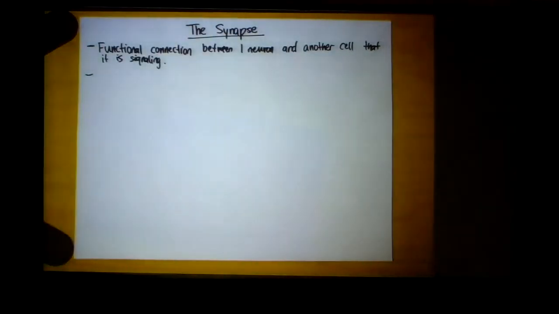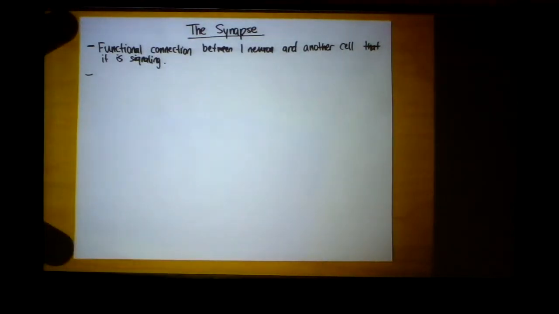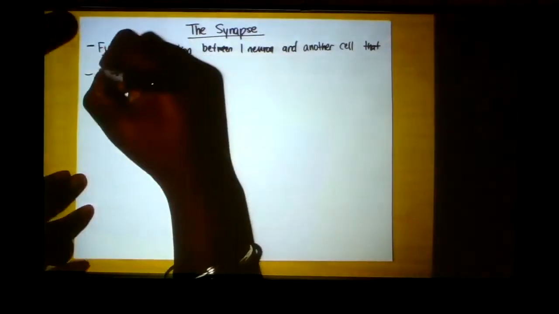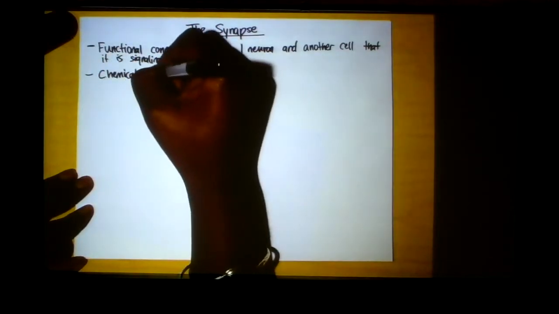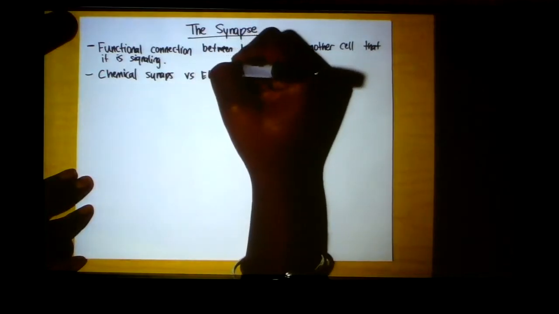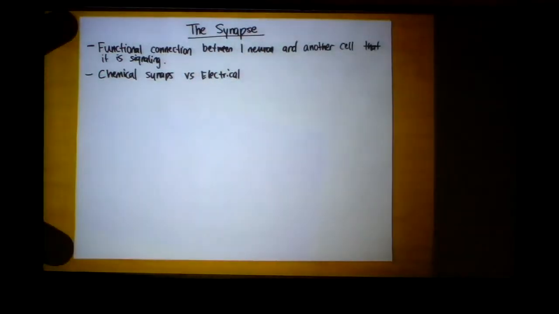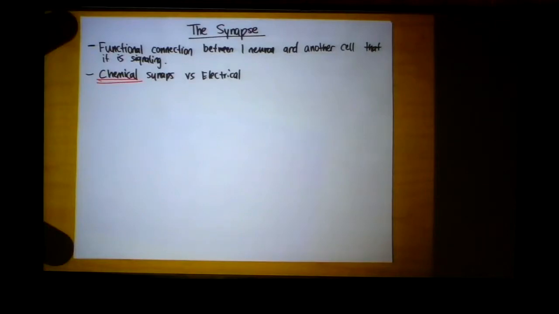All right, now there are different flavors which we spoke about, but the two main types, the two broad categories of synapses, are chemical and electrical. Okay, and I'm really going to highlight or underline the chemical synapse here because this is what we're really focusing on.